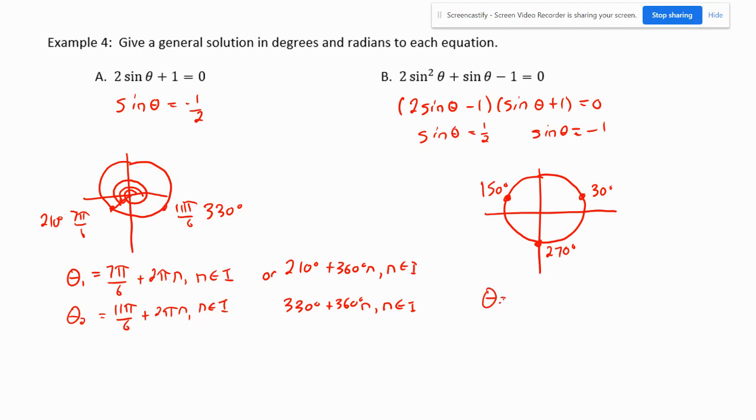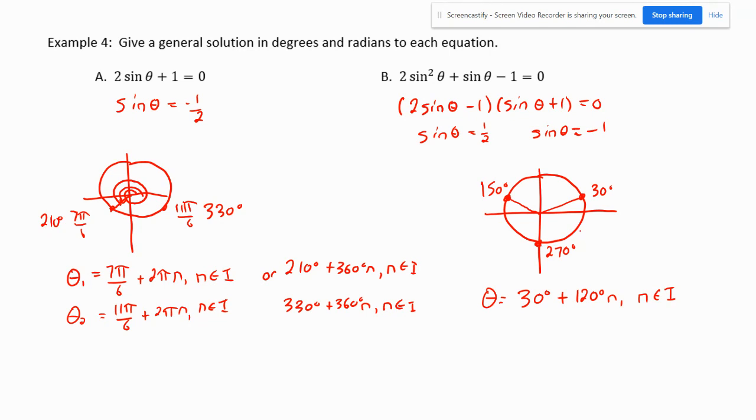And I'll explain what this means in a second. It's going to be 30 degrees plus 120 degrees n, where n is an integer. Now, why am I putting plus 120 n here? If you look at these three values, if I go 30, if I add 120, I get 150. If I add 120 again, it takes me to 270.